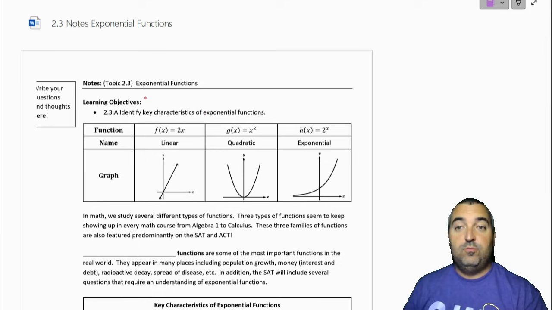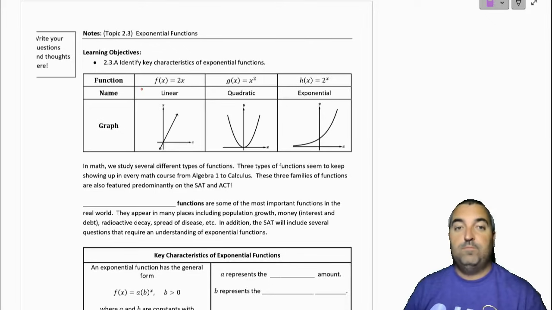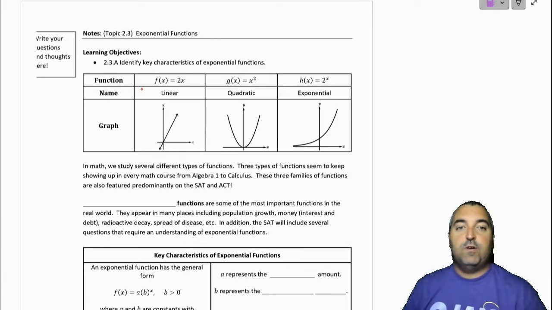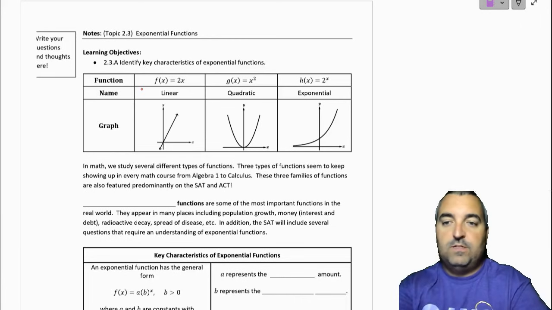Today we're going to do topic 2.3, exponential functions. These three are our big functions that you see in Algebra 1 all the way through calculus and beyond, really. But they also show up on the SAT and ACT. These are big functions. We deal a lot with them. And yeah, we've talked linear, we've talked quadratic. Now we're getting into more exponential stuff. And so that's what we're going to focus on here.